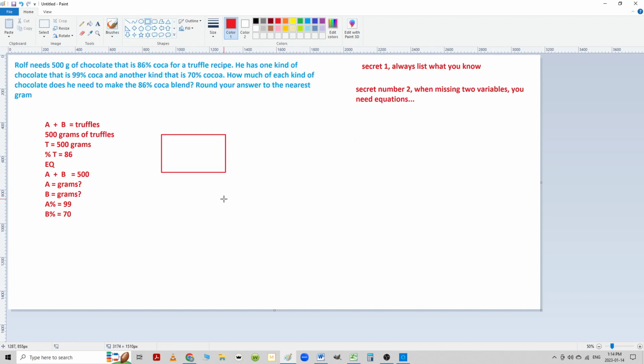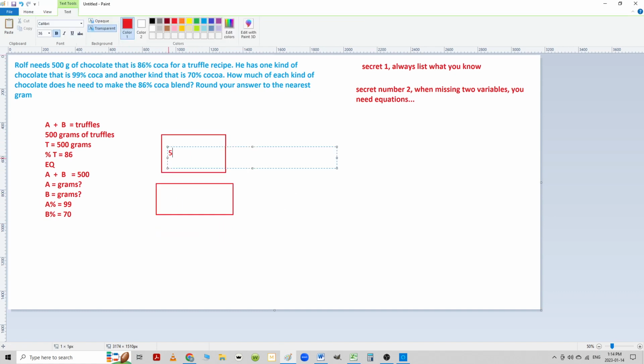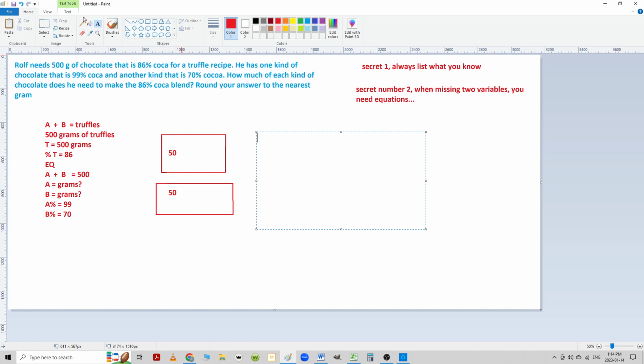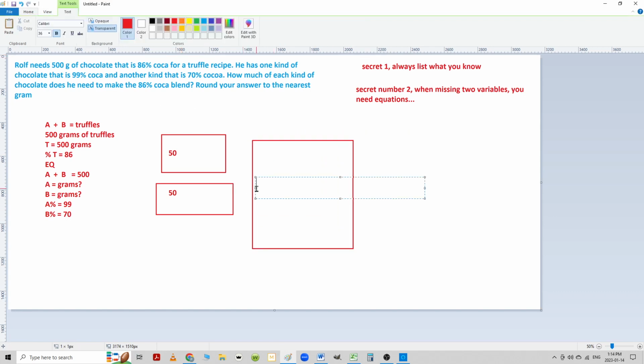If I have two boxes and they both weigh 50 grams, and I have another box that weighs much more, this other box weighs 100 grams. You would not come up with the average weight of these three boxes like this: 100 plus 50, add that together, that's 150, and divide that by 2. The average weight is 75 grams.